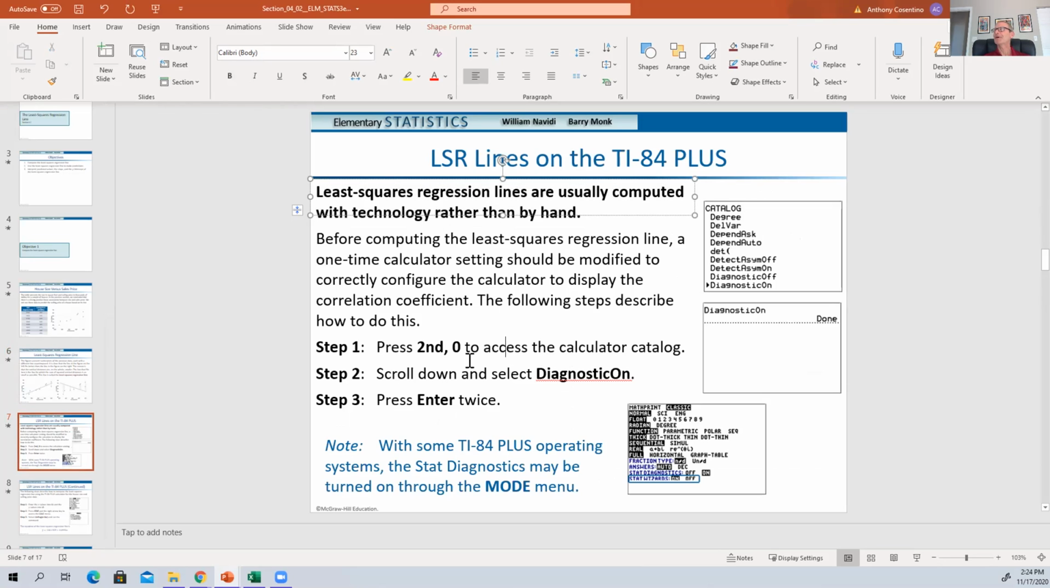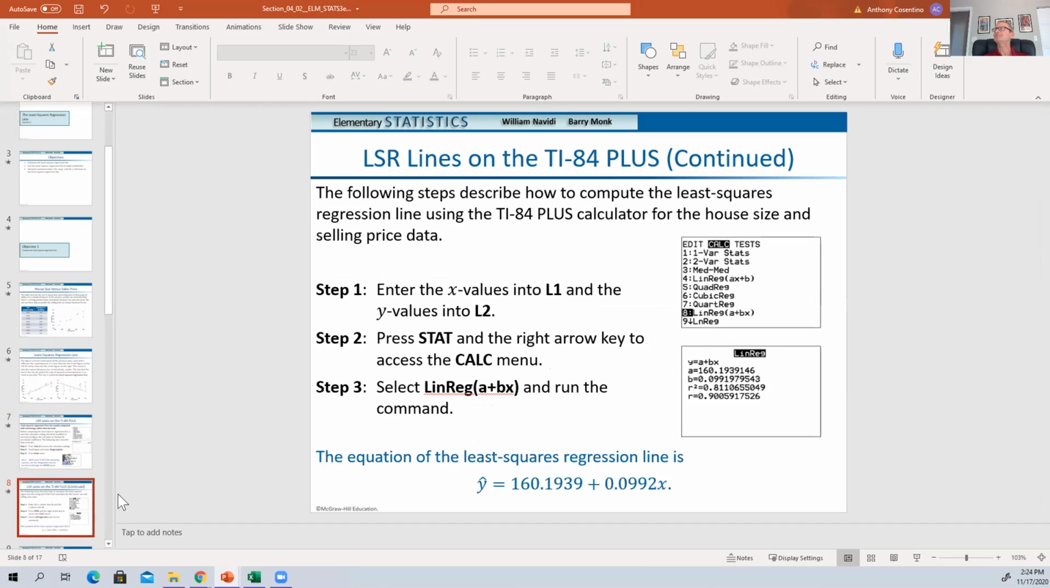You go down to this diagnostic on, and then enter twice. Definitely take a look at the book and turn on the mode menu. And then when you do that, you enter the values like we did before, and then you press stats and calc.